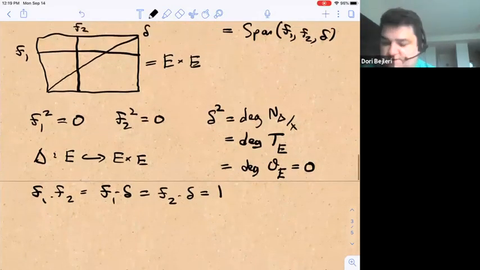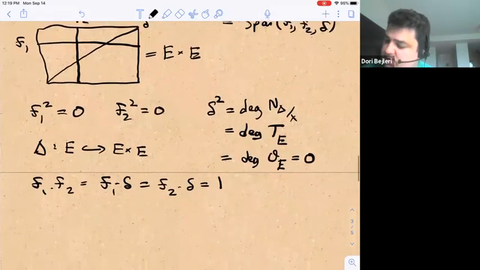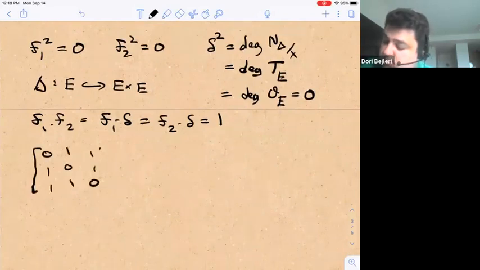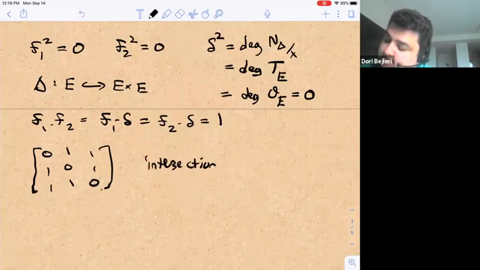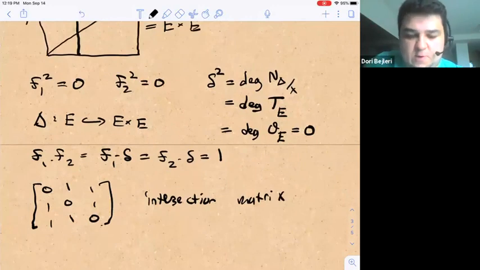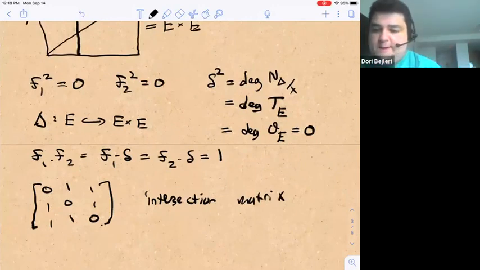And so if we wanted to write down the intersection matrix for this, we get the matrix 0, 0, 0, 1, 1, 1, 1, 1, 1. So this is our Gram matrix for our inner product. Okay, so now we've completely computed our N1 with its intersection product.